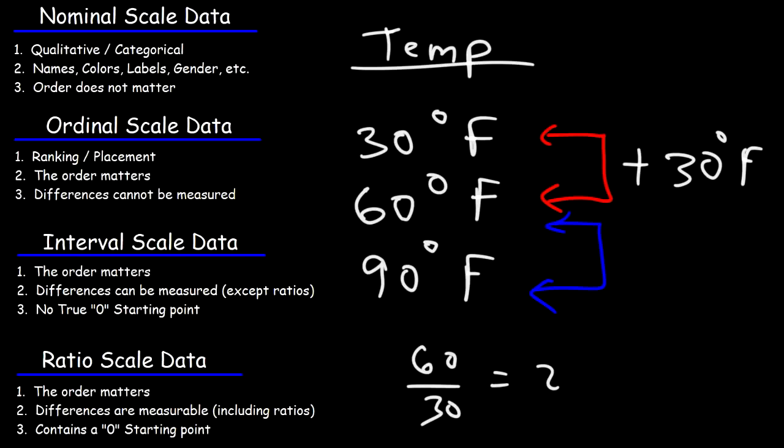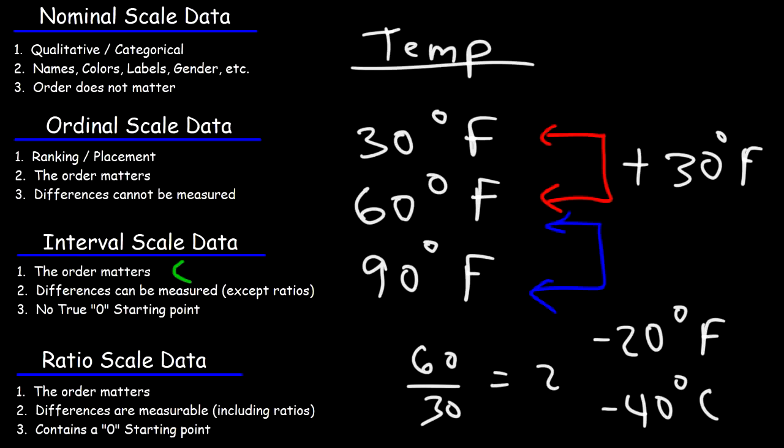Now the next thing that we need to talk about is number 3. There is no true zero starting point. 0 degrees Fahrenheit is not the lowest temperature. It's not the absence of heat, because you could have negative values. The temperature could be negative 20 degrees Fahrenheit. It could be negative 40 degrees Celsius, which also makes it an interval scale data. Now, if you're dealing with units of Kelvin, that's a whole different story, but for units of Fahrenheit and Celsius, there's no true zero starting point, since you could have negative values.